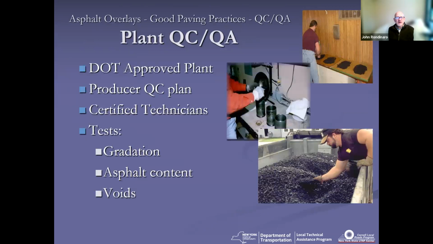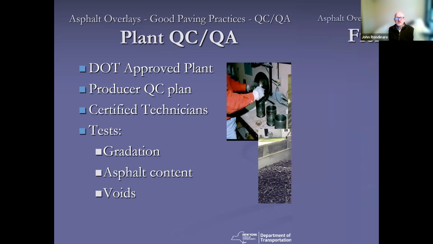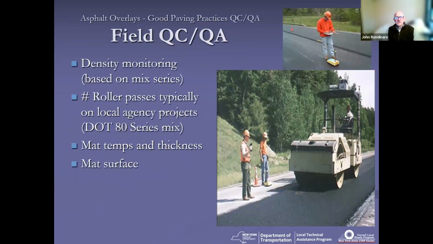It's QC and QA. In terms of plant QC, QA: DOT approved plant, producer QC plant, certified technicians, and a variety of testing, including gradation, asphalt content, air voids, etc. Field QC, QA revolves around density. Density monitoring is going to be based on our mix series, but typically we're looking at roller passes on our local projects, which corresponds to our DOT 80 series mix. You're also going to be looking at mat temperatures, thickness, and surface.